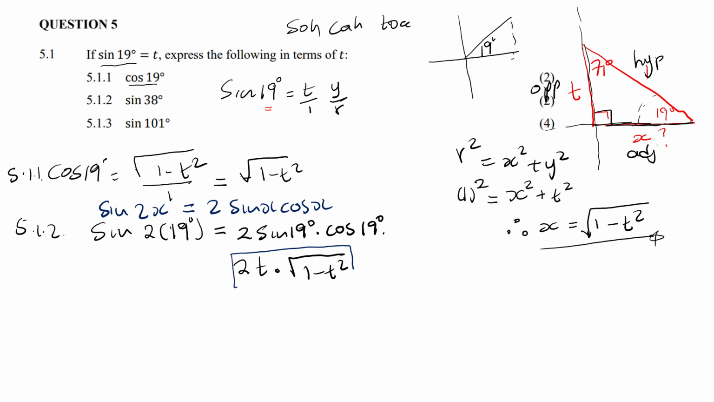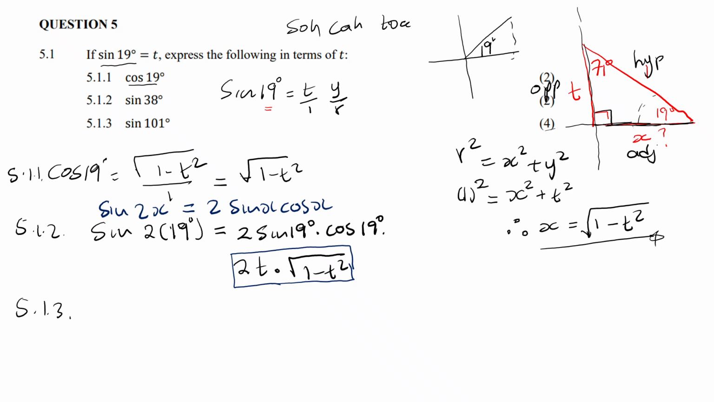This is amazing, right? So when I have this, I'm just going to move to the next, 5.1.3, which will be the last question of 5.1. Okay, so now I need sine 101, and how can we work with this one? We need to make sure that we create one of these angles. So also try special angles. Can you break 101 into special angles?